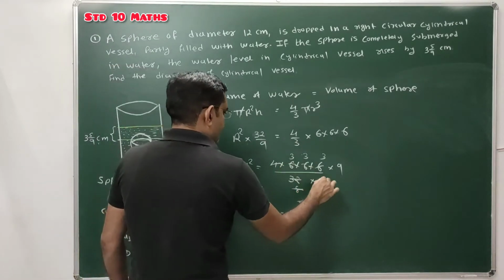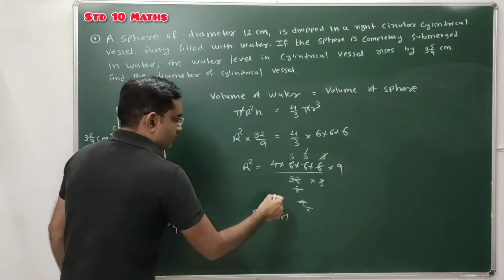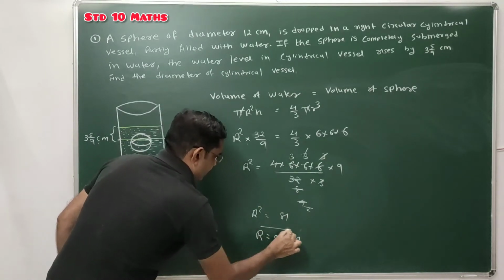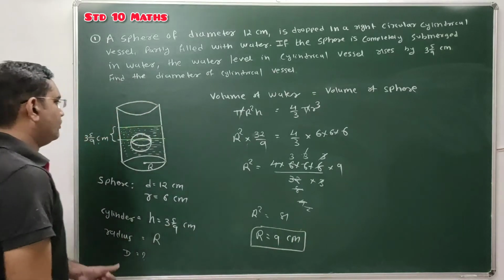यहाँ पर एक और 3 था ना, तो ये 3 3 कट. So 9 9s are 81. So r equal to 9 centimeter. This is the radius of cylinder.